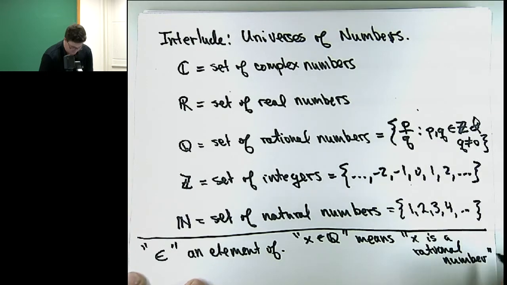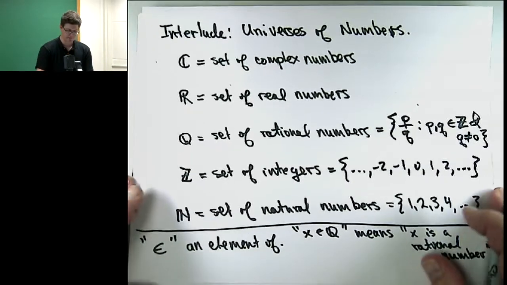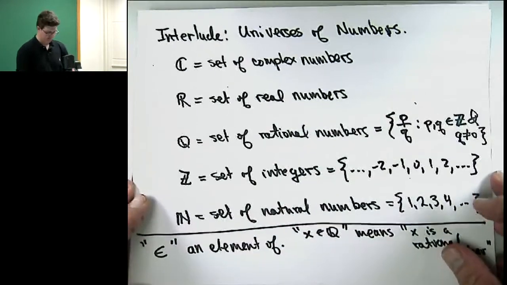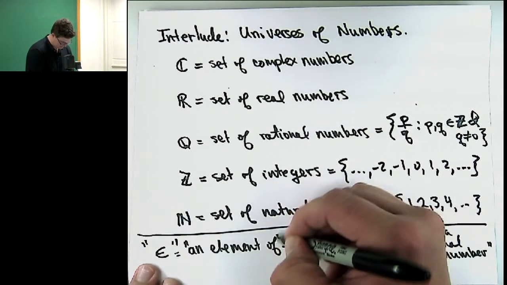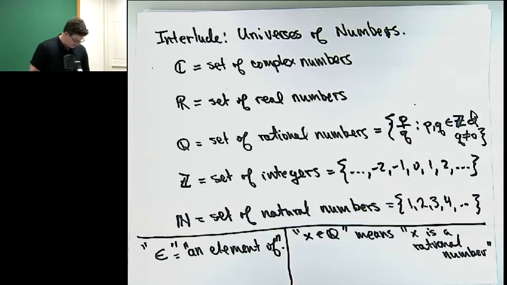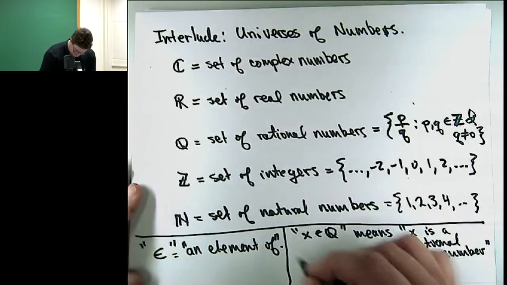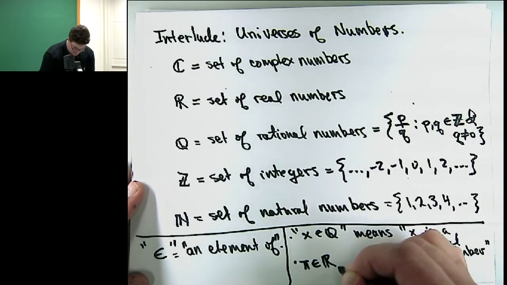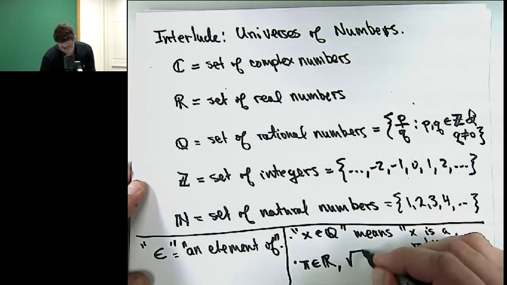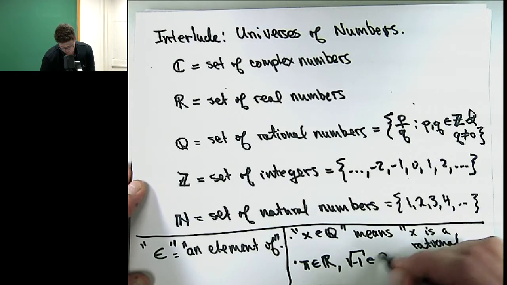Or an element of the set of rational numbers. So it's part of the club, right? The club of rational numbers. So this is this symbol, that's what this means. Okay? So for example, pi is an element of the real numbers. That's a true statement. Or the square root of -1 is an element of the complex numbers.